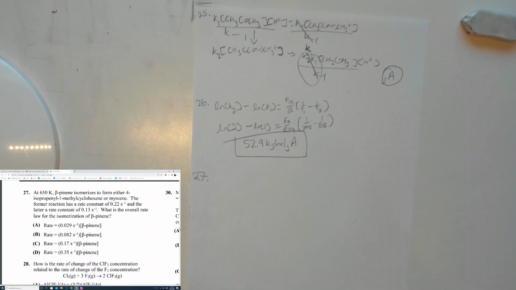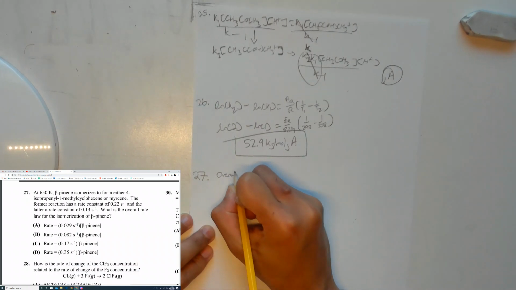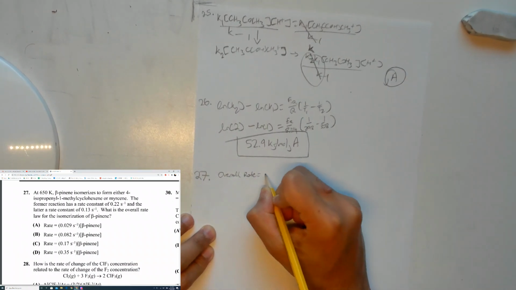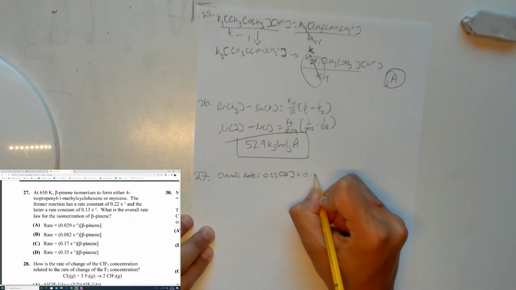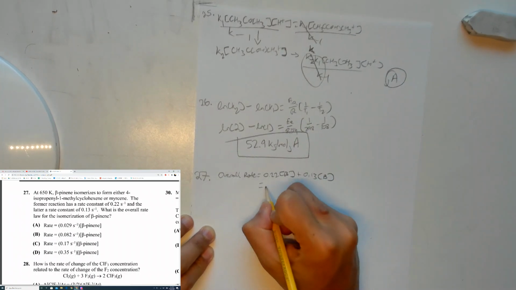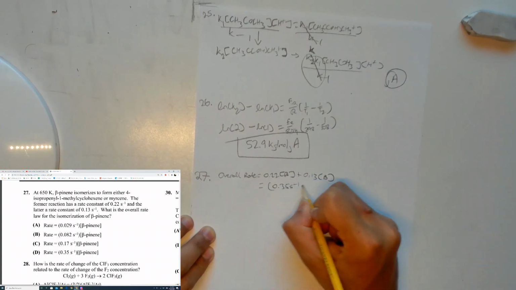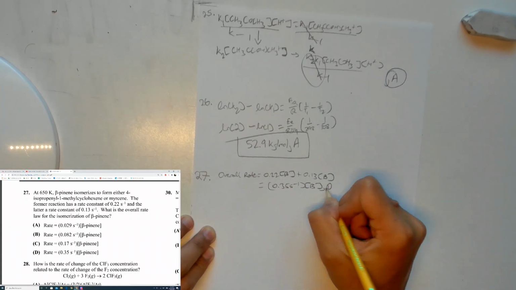So beta-pinene goes into two reaction pathways, and isomerization is usually a first order reaction. Since there are two reaction pathways, you have to add the rate constants. So the overall rate is equal to 0.22 for the first reaction pathway plus 0.13, which gives 0.35 per second, and the answer is D.